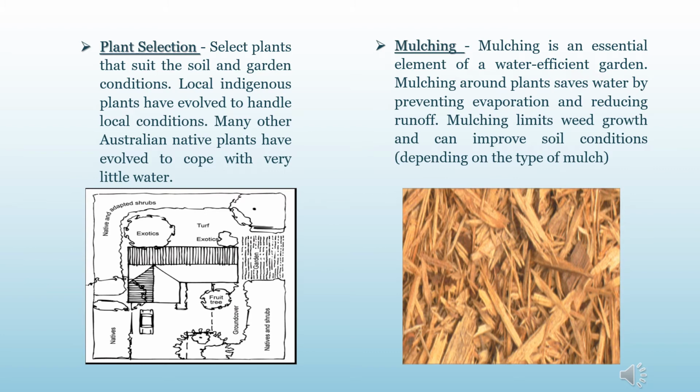Mulching. Mulching is an essential element of a water-efficient garden. Mulching around plants saves water by preventing evaporation and reducing runoff. Mulching limits weed growth and can improve soil condition. So, here is an image of mulching.